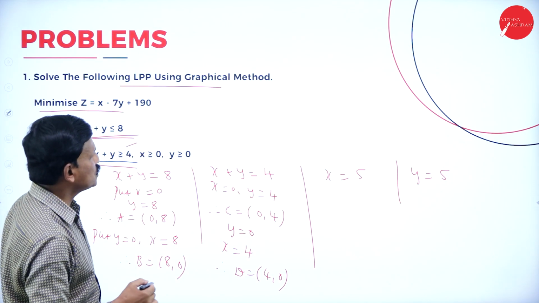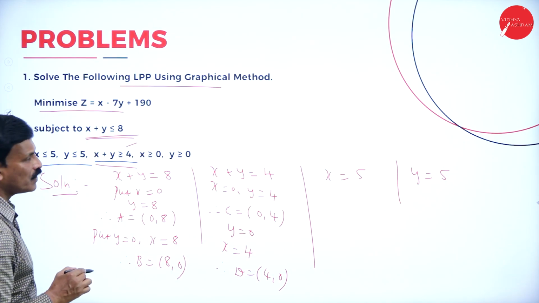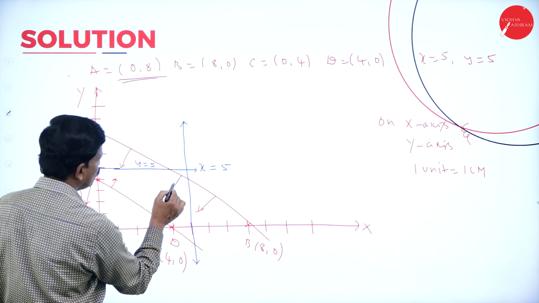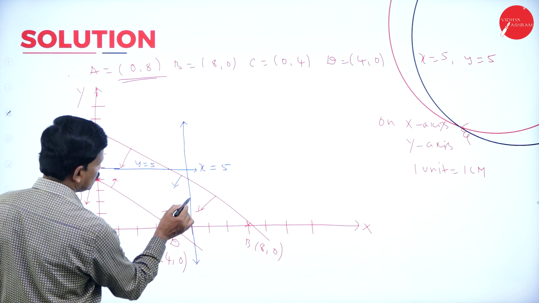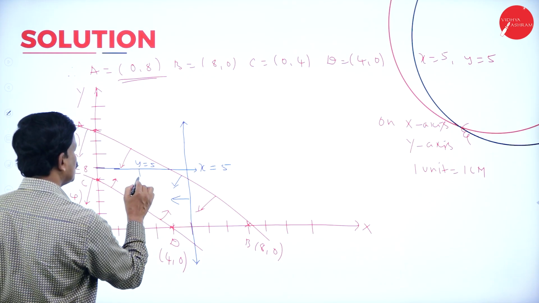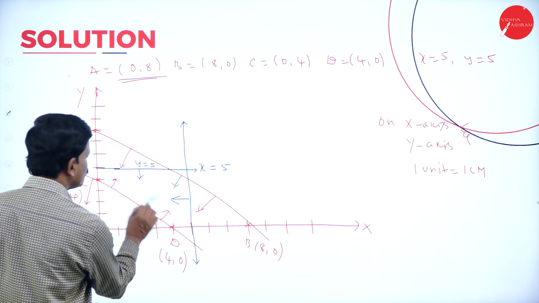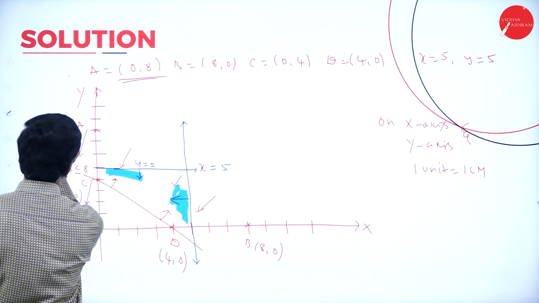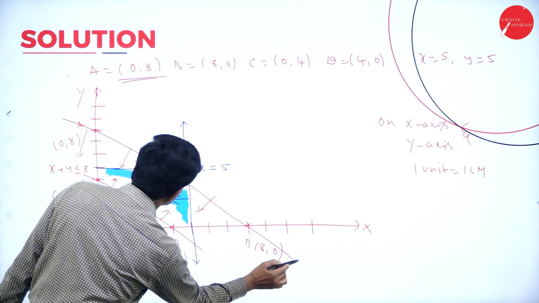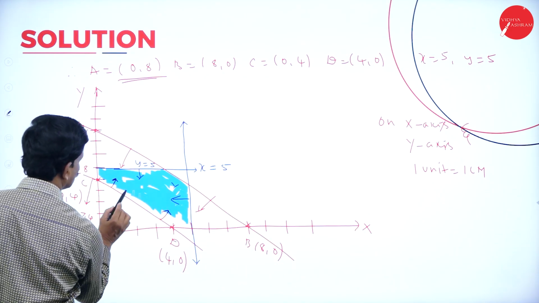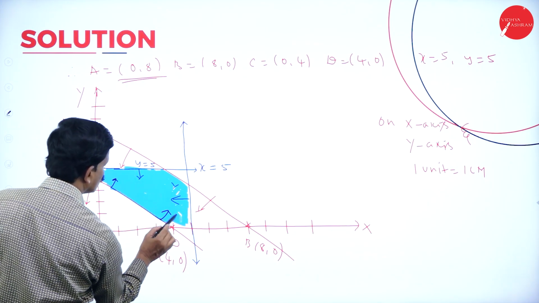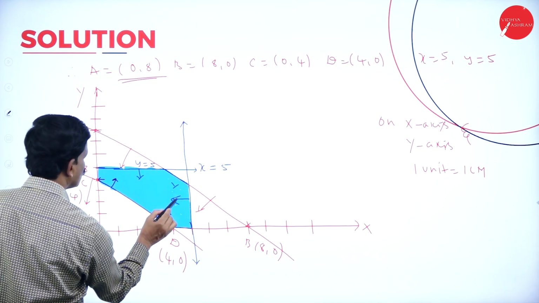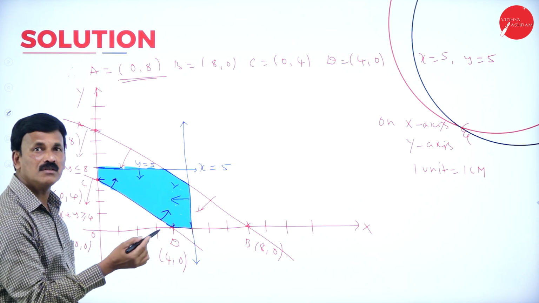Now, what is the condition given? x is less than or equal to 5. y is also less than or equal to 5. x less than 5 means this direction, and y less than 5 means this direction. So therefore, this is the shaded region. So this is the feasible region.